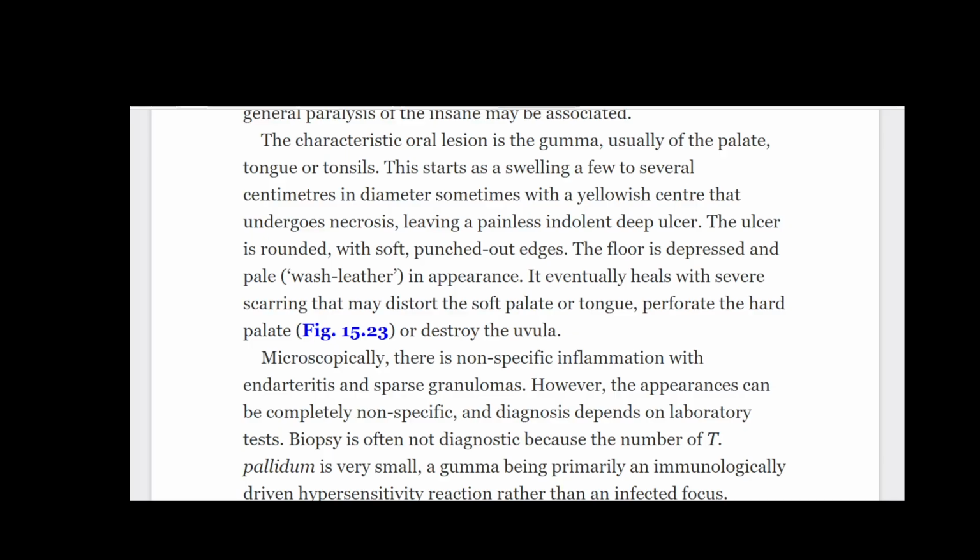Microscopically, there is non-specific inflammation with endarteritis and sparse granulomas. However, the appearances can be completely non-specific, and diagnosis depends on laboratory tests. Biopsy is often not diagnostic because the number of T. pallidum is very small, a gumma being primarily an immunologically driven hypersensitivity reaction rather than an infective focus.